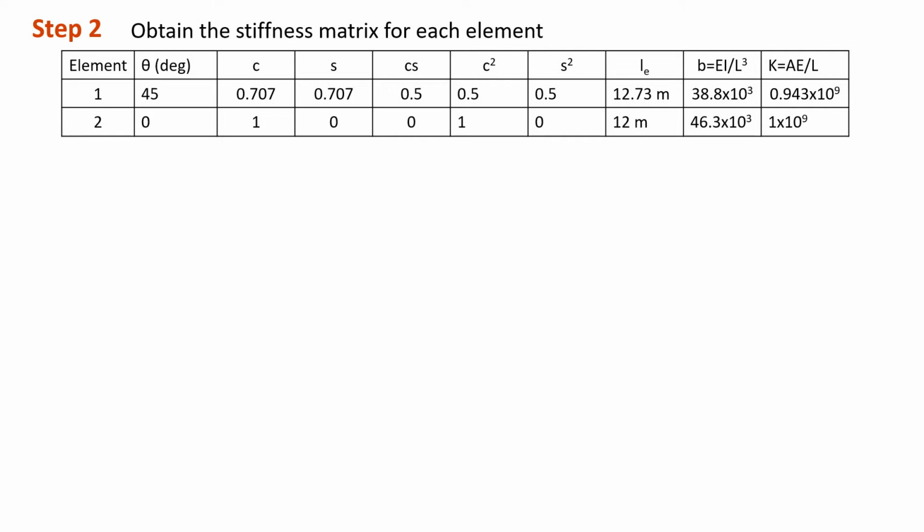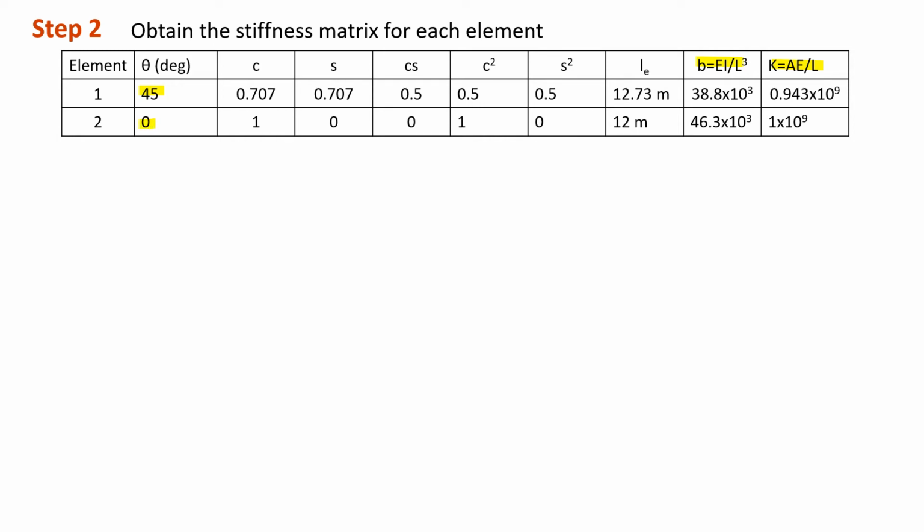Remember, B is equal to EI over L cubed and K is equal to AE over L. And of course, we also have to determine the theta. As we want, element 1 is from A to C, so the theta is 45 degrees. For element 2, from B to C, the theta is equal to 0.